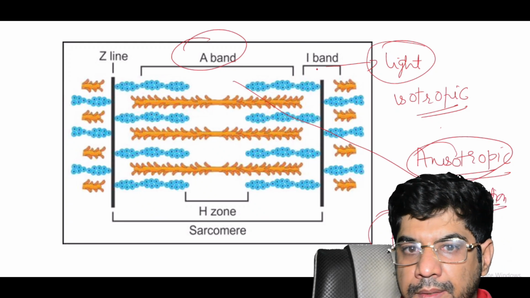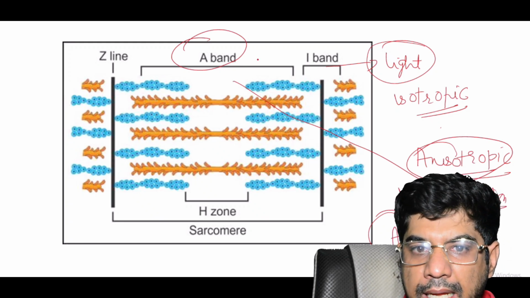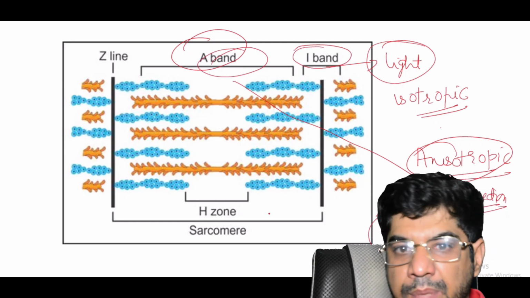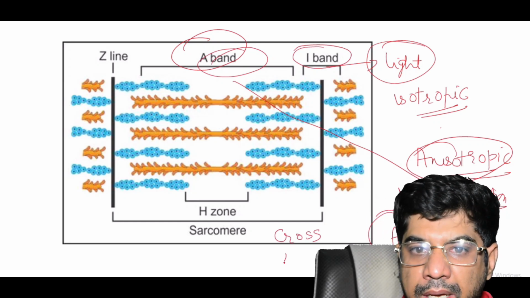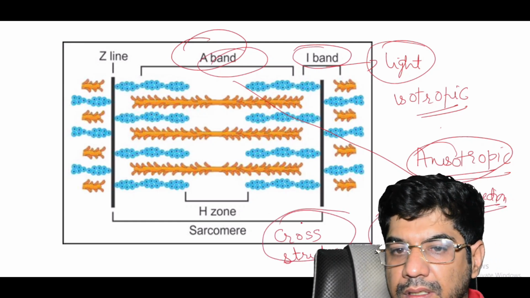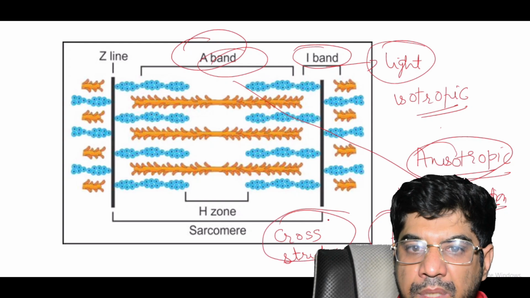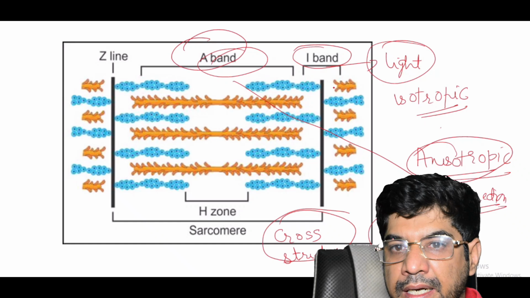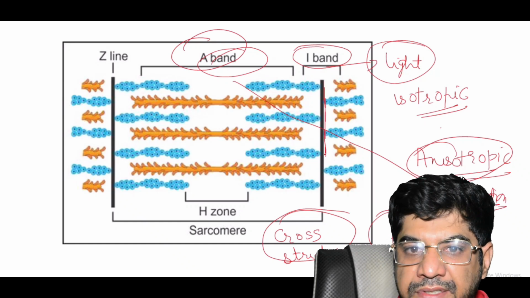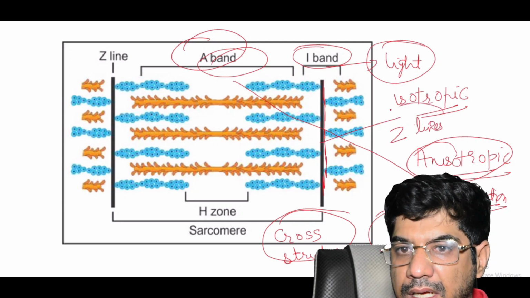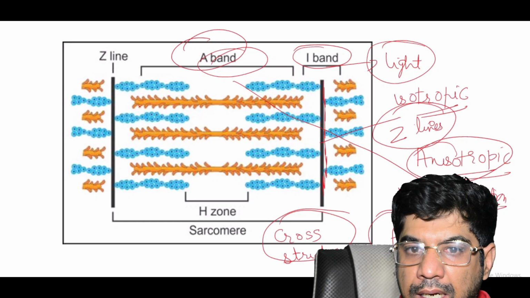A means anisotropic. So remember, the I band and A band of the adjacent myofibrils are placed side by side, giving the appearance of cross striations in muscle fibers. Remember, the I band is divided into two portions by a narrow dark line that is known as the Z line.